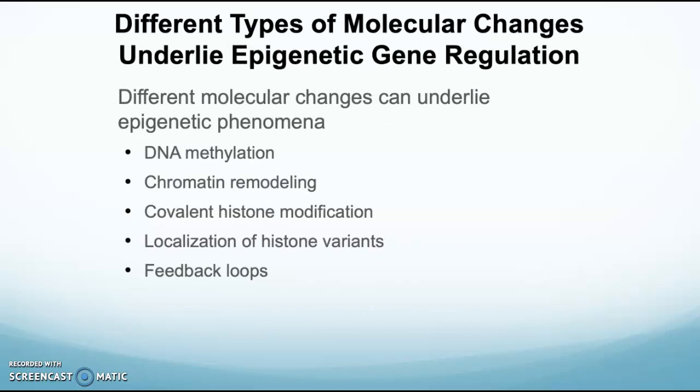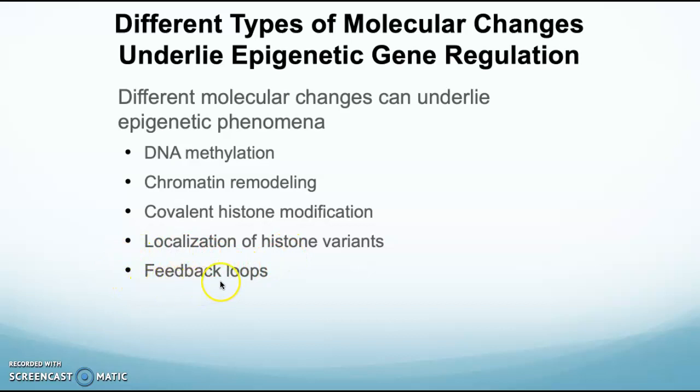So some of the ways that we've already talked about this were earlier in this chapter, and we'll do a quick, brief overview of a couple of these again. But in general, we think of some of the different molecular changes would be DNA methylation. Remember, we talk about that. Generally, we think of DNA methylation as downregulating transcription. We talked about chromatin remodeling and covalent histone modification. In general, we tend to think about this as well as the localization of histone variants as upregulation of transcription.